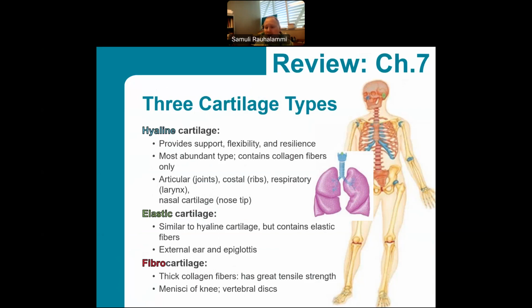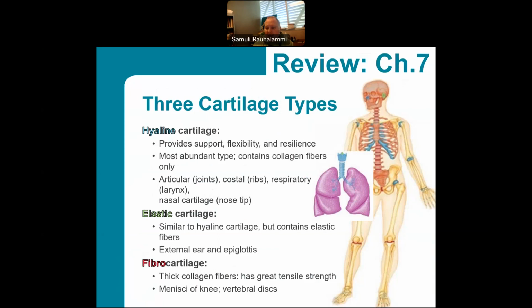Elastic cartilage has much more elastic fiber present. Really two places that I would highlight from there are our external ear, and then the epiglottis, that little flap-like structure at your voice box region, or a little bit above that.